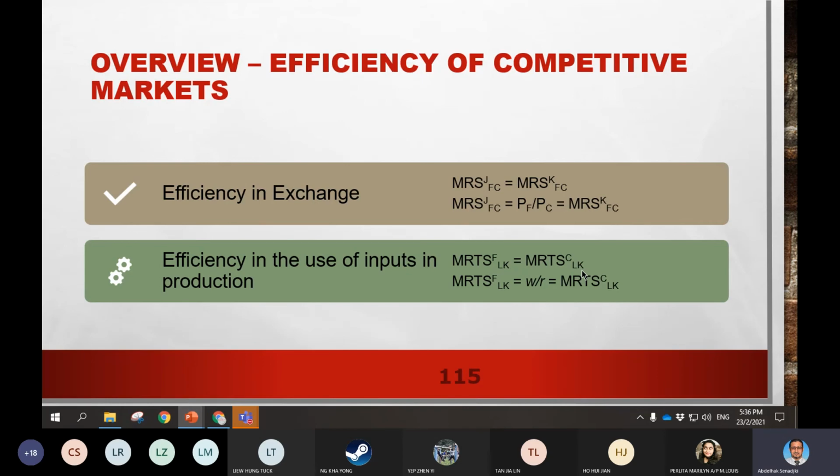And we say that the competitive market achieves this technically efficient outcome because each producer maximizes profit by choosing labor and capital inputs so that the ratio of the input prices equals the marginal rate of technical substitution, or what we call the MRTS for food equals W divided by R and equals the MRTS for clothing. Or we say MRTS for food for L and K equals MRTS for clothes for L and K equals W over R, or wage over rent.